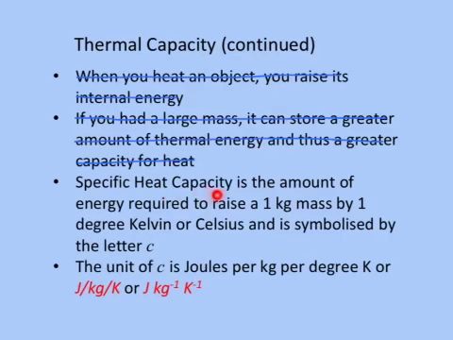Specific heat capacity is the amount of energy required to raise 1 kg mass by 1 degree K or 1 degree C, and is symbolized by the letter small c. The unit of c is joules per kg per degree K or C.